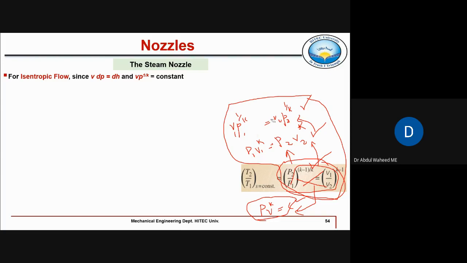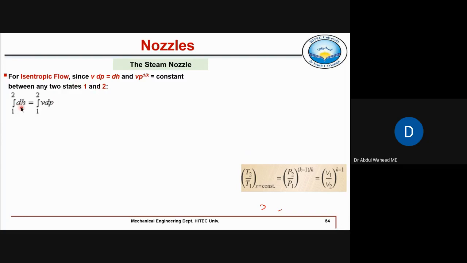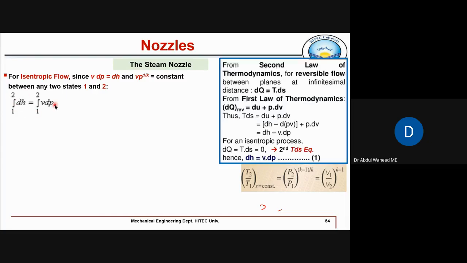Now I will explain this second term, dH is equal to VdP. ये कहाँ से आया? So between any two states, 1 and 2, I'm writing that dH from this equation, dH from 1 to 2 is equal to VdP from 1 to 2, by integrating the change from 1 to 2. Now what is this equation?